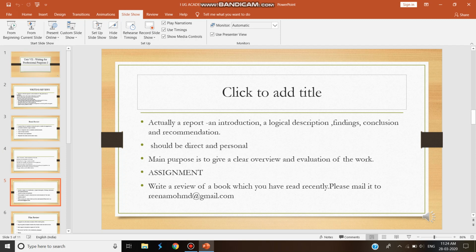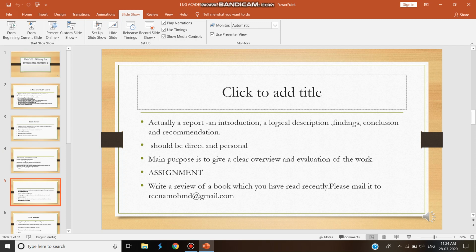And then there should be a logical description of the book. What is the content of the book? What is the style of the author? And then you can write your findings and conclusion and recommendation. Recommendation means you are recommending whether the book is worthy of reading or not. Reading your review, the reader should get an idea about the content of the book, the style of the author, and your comments on whether the book is worthy of reading or not.